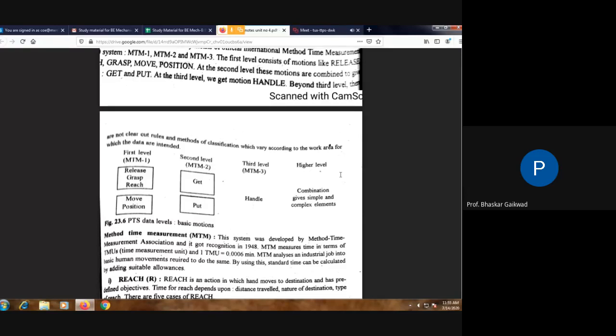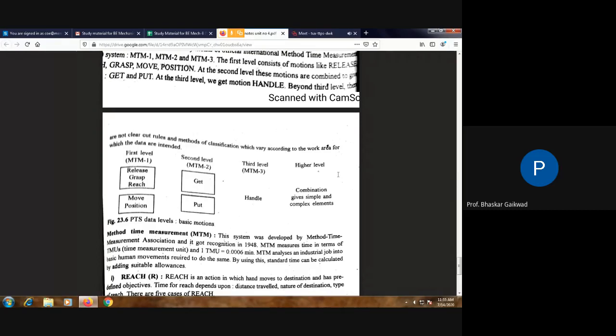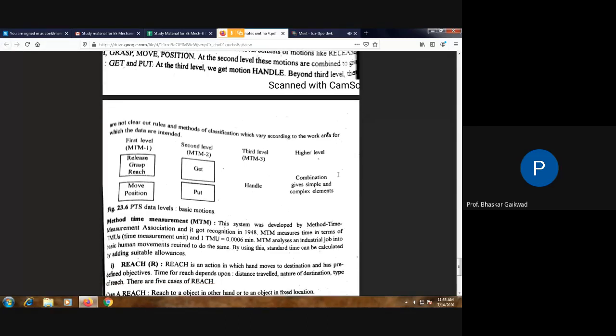What is TMU, time measurement unit? One time measurement unit is equal to 0.006 minutes. This can be an objective question in your exam. You have to note this down because we require it a number of times. What is actually TMU? TMU means time measurement unit, and one TMU means how much minute? 0.006 minutes.